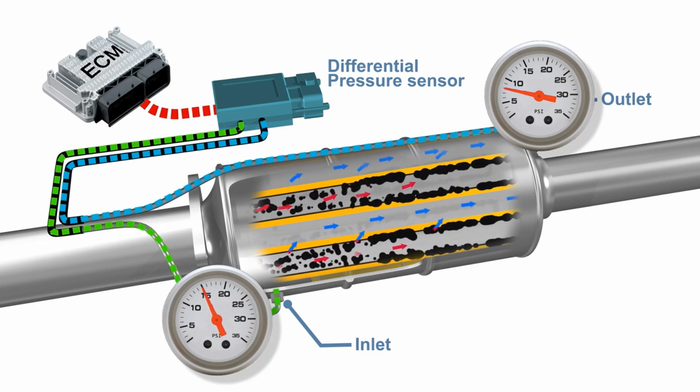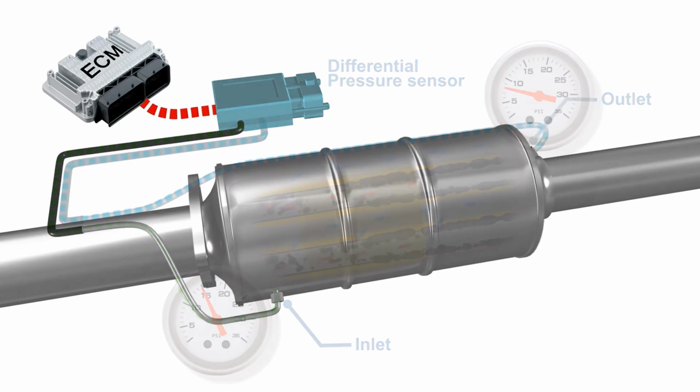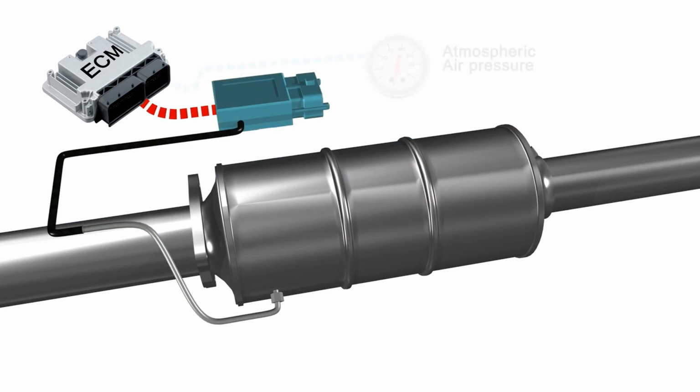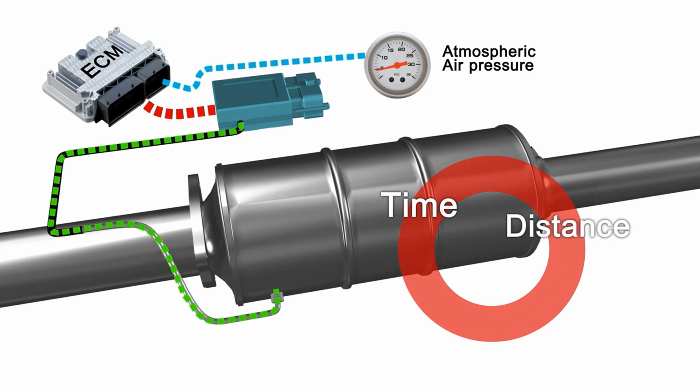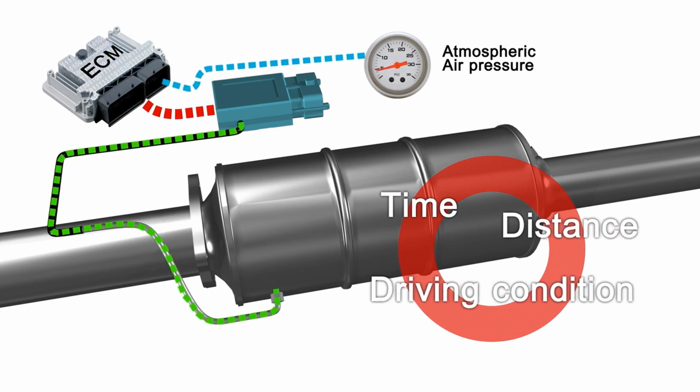Some vehicles use a DPF pressure sensor with only one exhaust connection. A comparison is made between this and atmospheric air pressure. Actual DPF soot content is calculated by the ECM using a time, distance and driving condition algorithm. The pressure sensor is monitored only to determine if a DPF regeneration was successful.